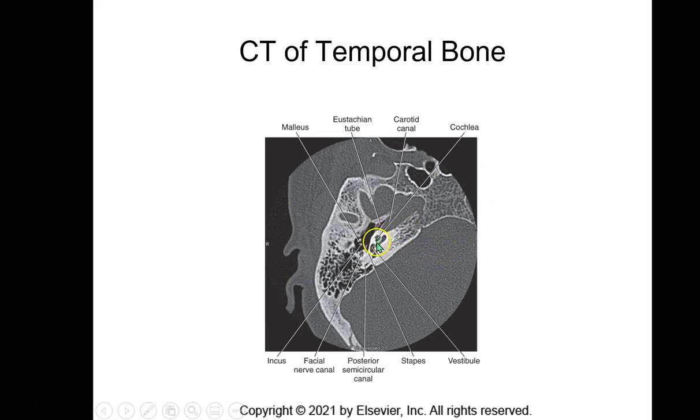The cochlea, the eustachian tube. Here are some of our very fine auditory ossicles, the malleus, the incus, the stapes. And then of course this area is our mastoid air cells. Now you can see how small and complex these structures are and why CT would really be a better modality to visualize these structures.